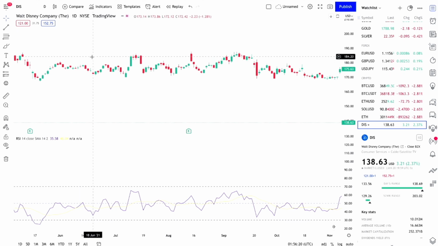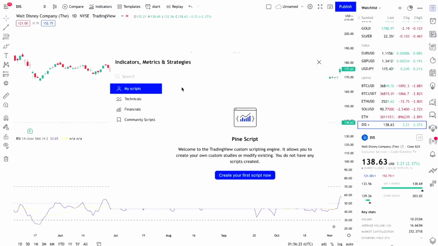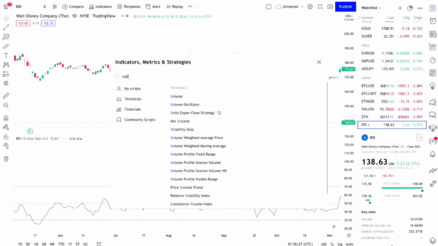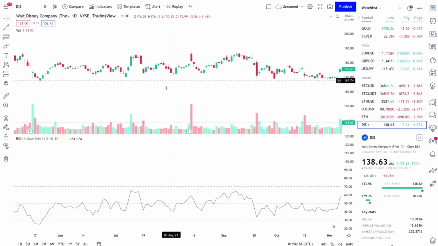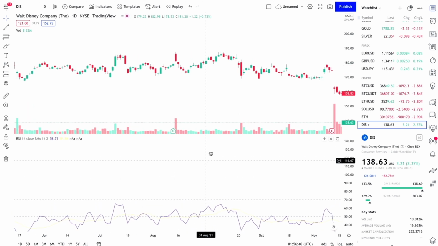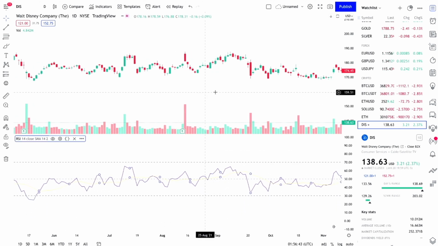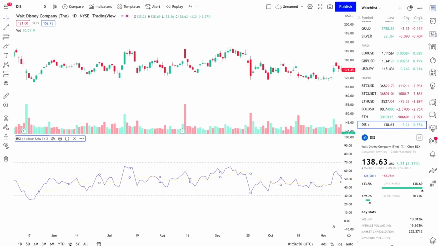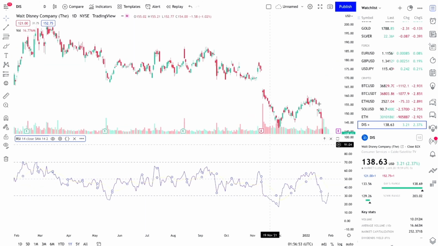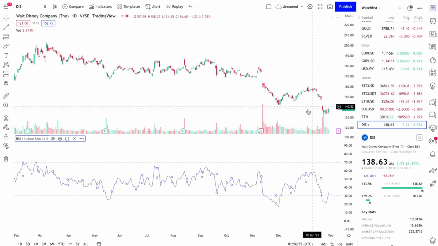To add the volume indicator, we're going to go right back here to the top bar. We're going to select indicator, and we're simply going to search volume. We're going to choose the volume with no other text to it, just the word volume. Then it pulls up our volume, right? And we're going to look at RSI, volume, and price action all together at the same time. We're going to stay on our daily, and we can just go back to a year view, okay?